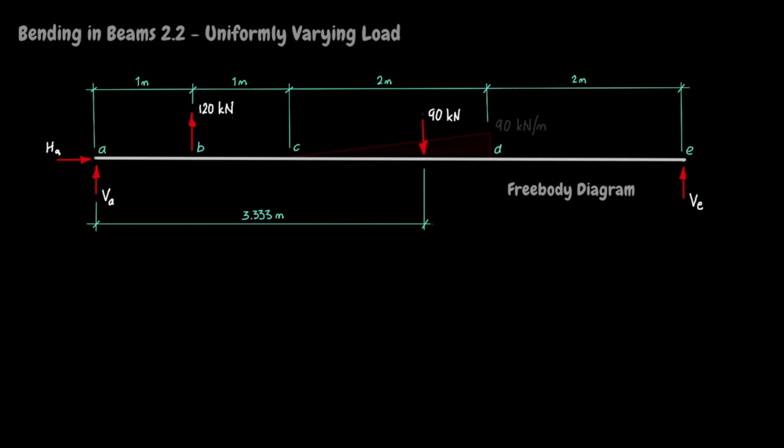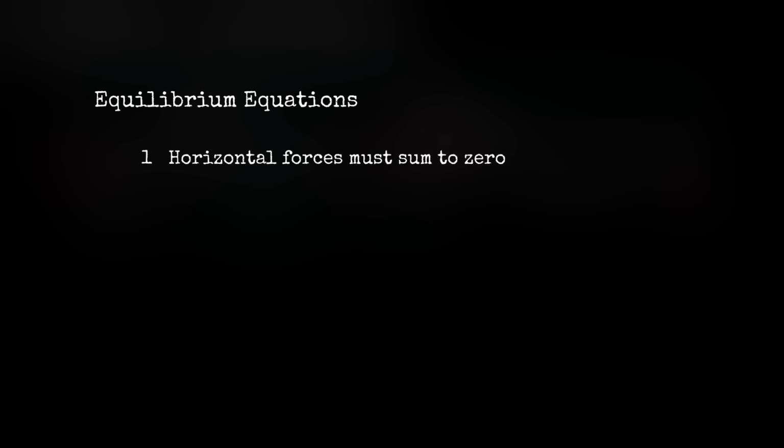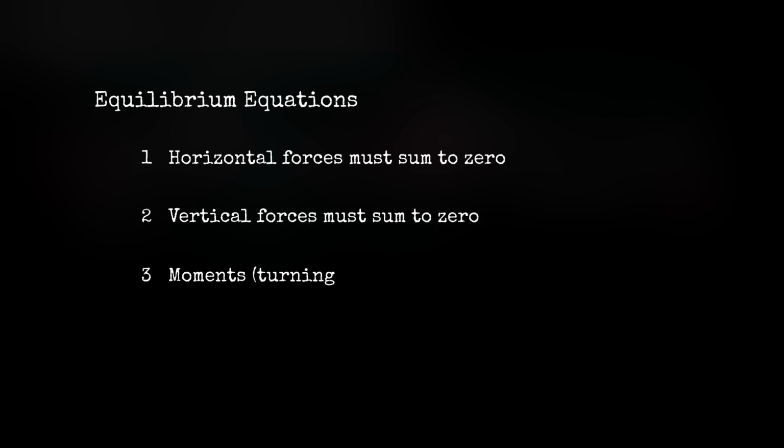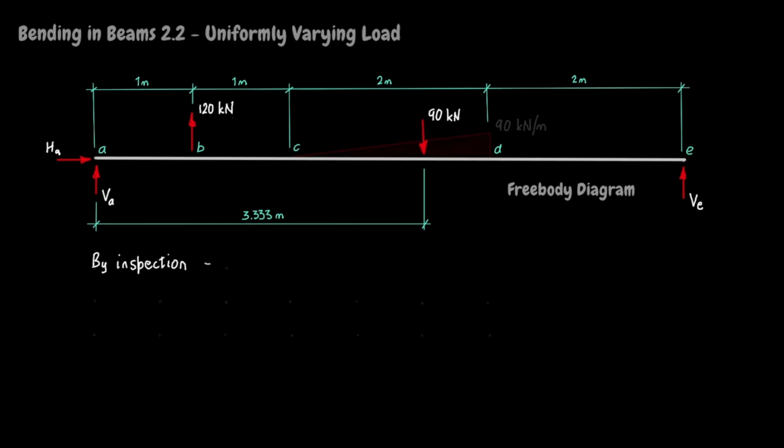We can now apply the equations of equilibrium to the free body to find the unknown reactions. We're dealing with a plane structure, and this means there are 3 equilibrium equations available to us. These equations are commonly expressed as 1. Horizontal forces must sum to 0, 2. Vertical forces must sum to 0, and 3. Moments about any point must also sum to 0. Starting with horizontal equilibrium, we see that HA is the only horizontal force, and because horizontal forces must sum to 0, HA must be 0.